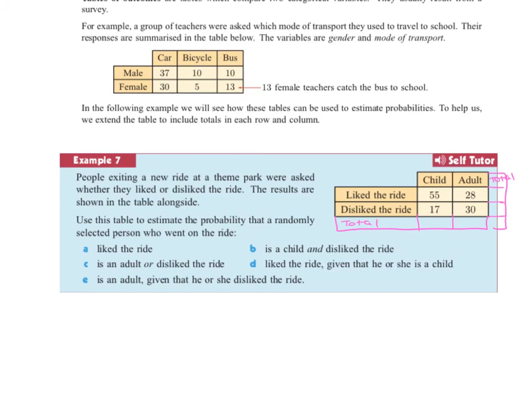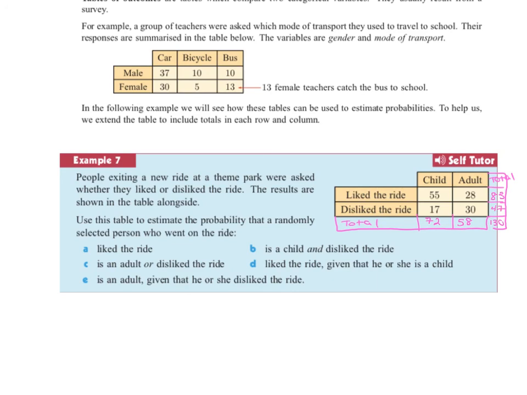So for the number of children, that total amount is 72. For the number of adults, you've got 58. And altogether, you've got 130 people. So that's that universal set there. And then for the people that liked the ride, you have 83 of the respondents, children and adults, who liked the ride. And out of the children and adults who disliked the ride, you have 47.